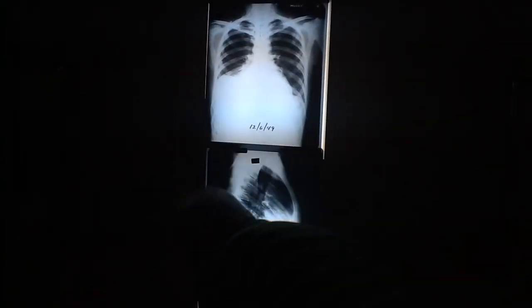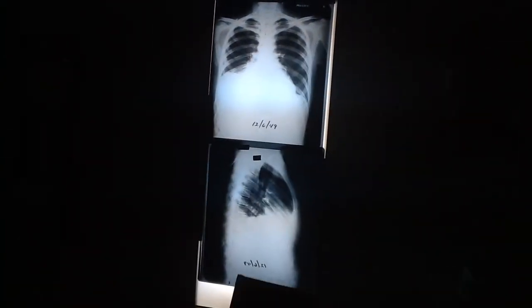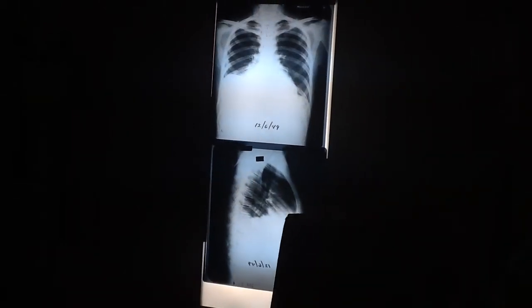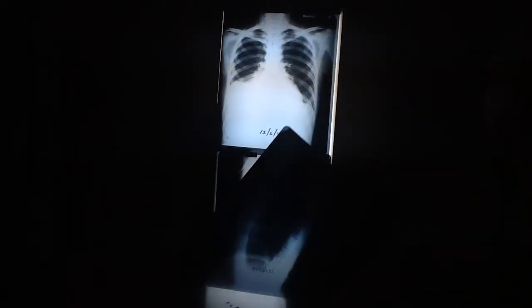Different scenario. I think there was a decubitus view of this. Yeah, here it is. Here's the decubitus view, which should be right side down. We should just look at it this way.